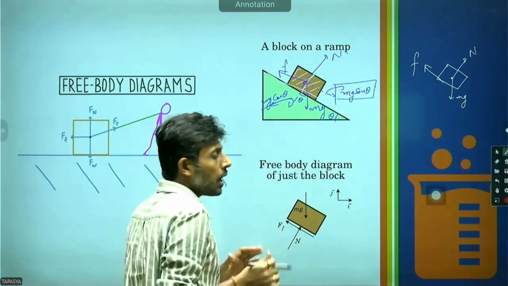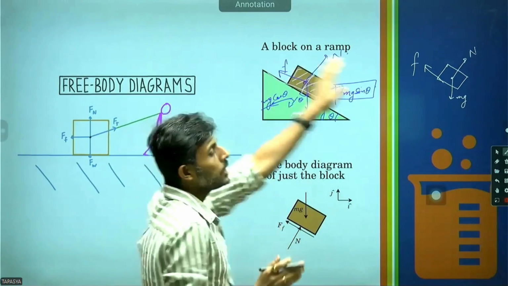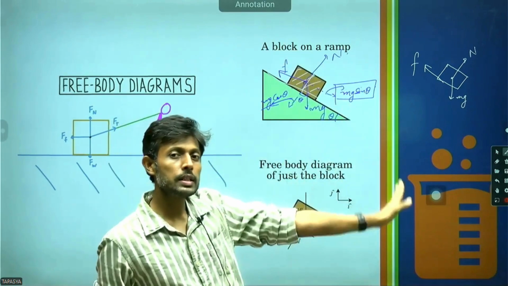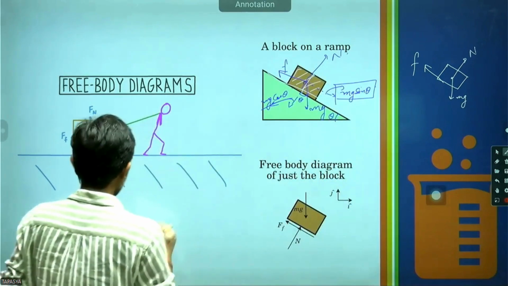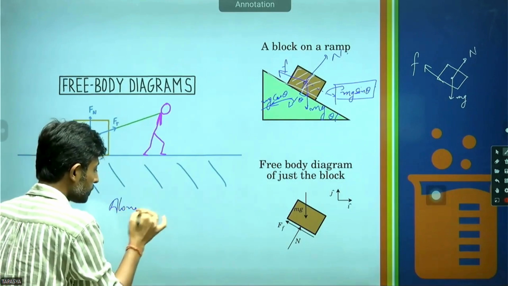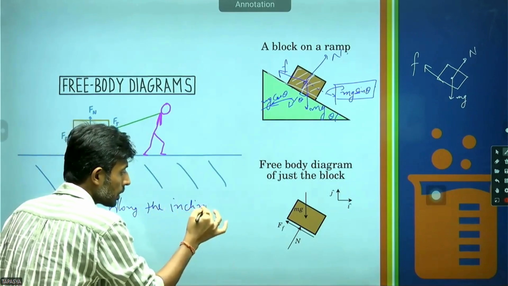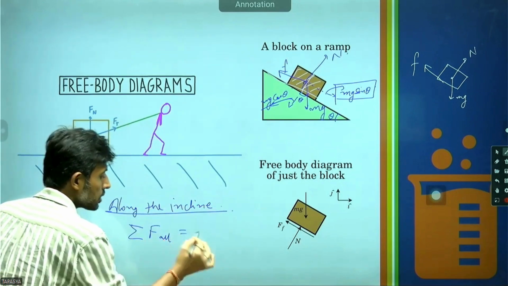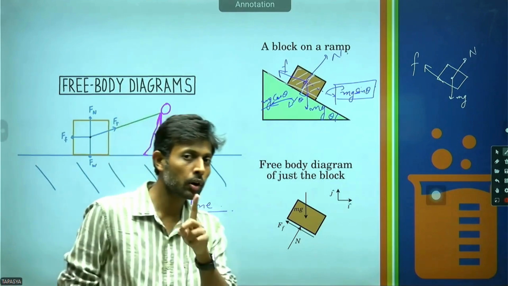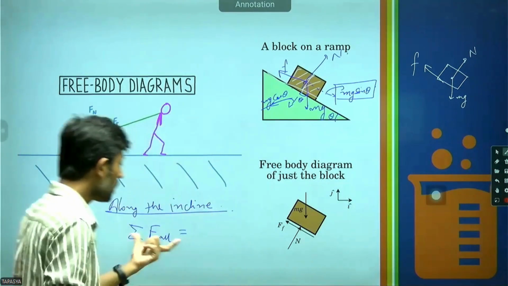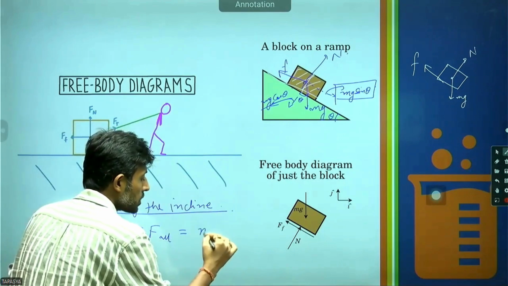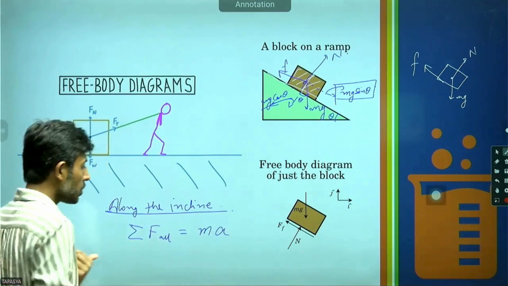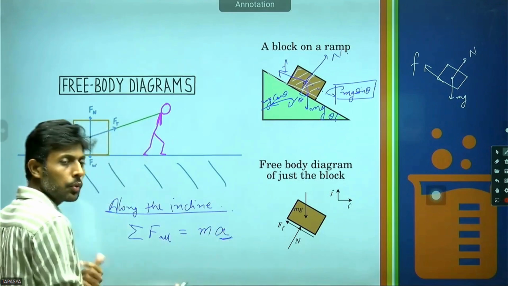So now, I want to tell you why we need free body diagrams. In order to find out acceleration, we need to know all the forces acting along the incline. So along the incline, I can write the net force. That means all the forces are responsible for the acceleration of the block, yes or no? From Newton's second law, all the forces acting are responsible for ma. This net force is equal to mass into acceleration of the block. And this is what I have to find out.